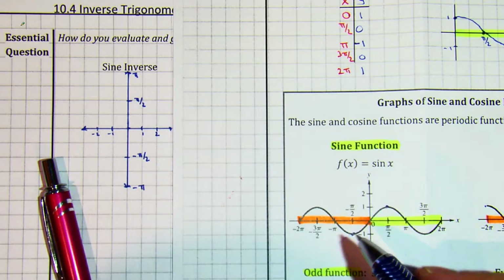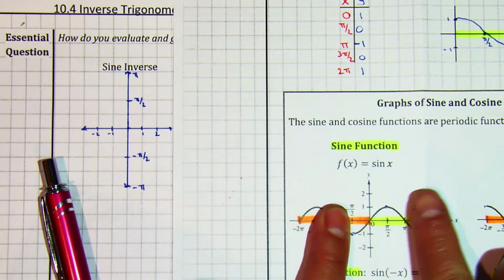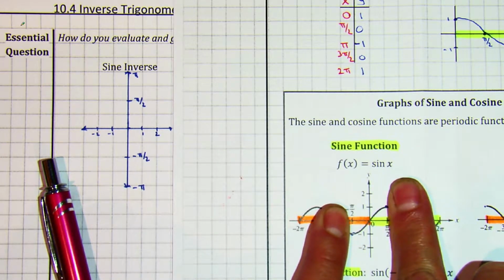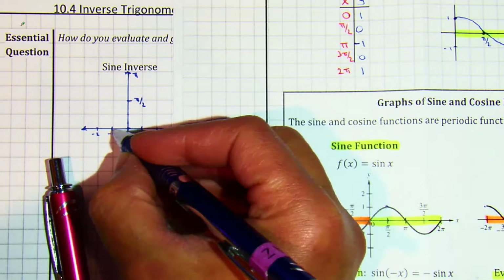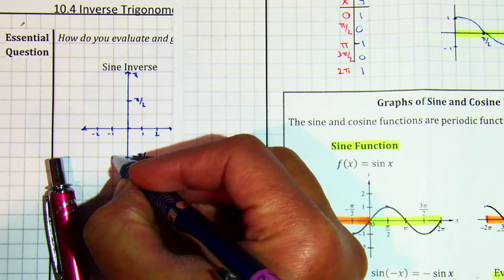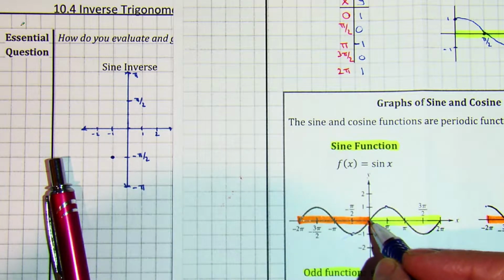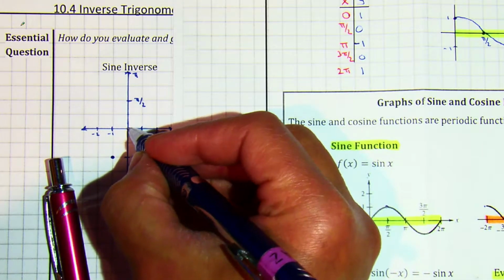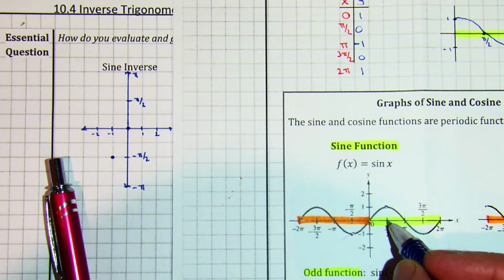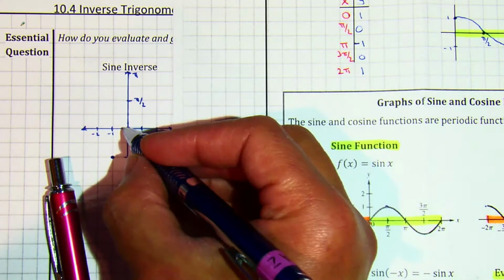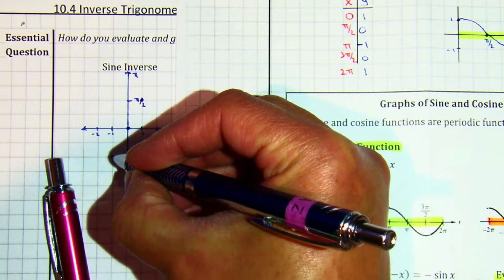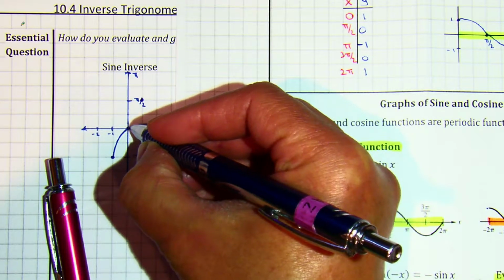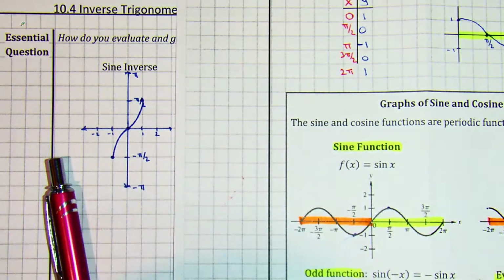I'm going to just take from negative pi over 2 to pi over 2. We're going to take that small section. So negative pi over 2 gives me negative 1. So therefore, negative 1 will give me negative pi over 2. 0 is 0. At pi over 2 gives me positive 1. So therefore, positive 1 will give me positive pi over 2. And the function will be something like this. That is the inverse function for sine.